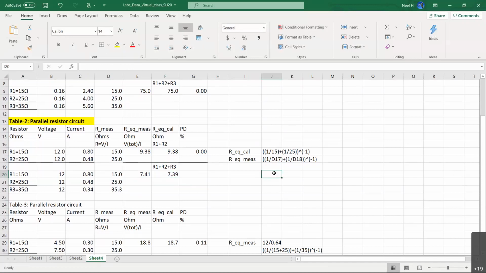If you did it with the previous addition directly, that is not the right way to do it. That's a parallel addition, okay? For the parallel case, the addition should be inverse addition, 1 over and everything. Okay, those are the two equations you need for this one.